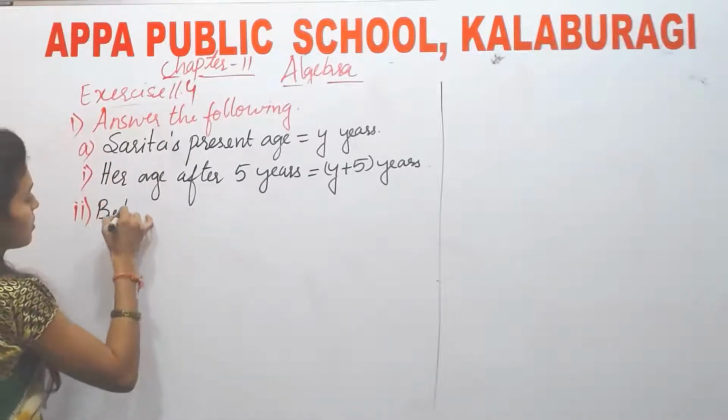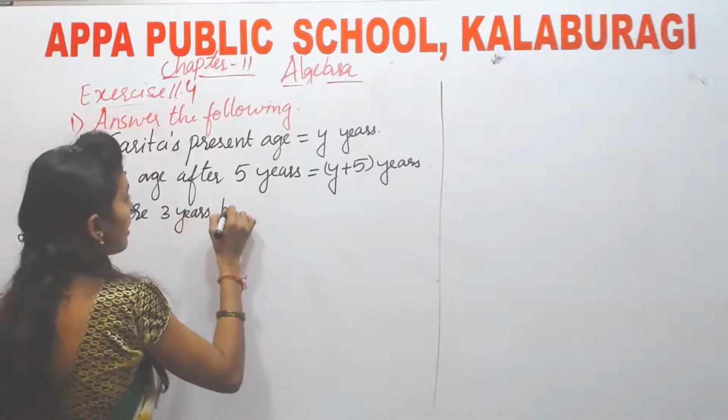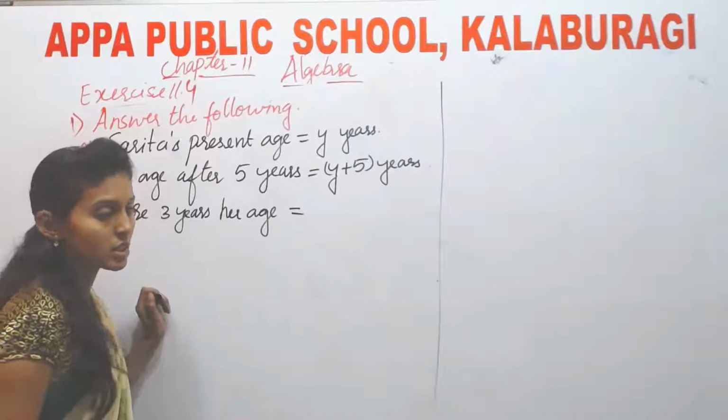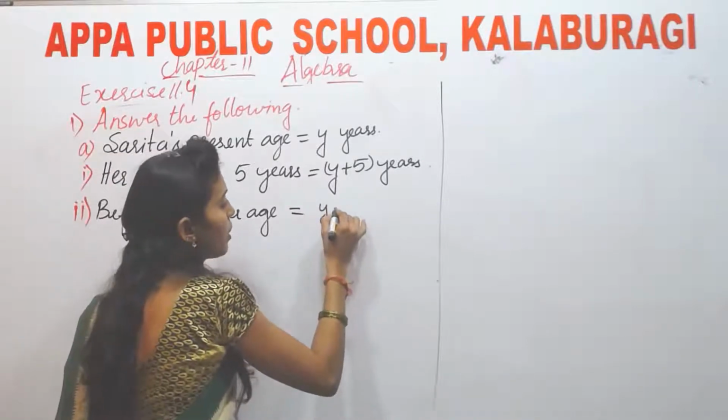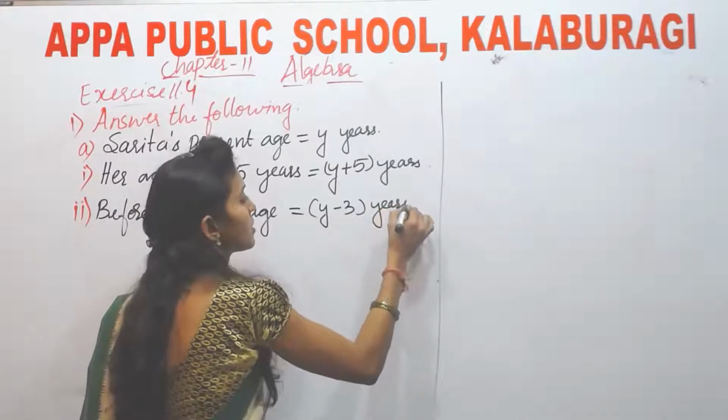Before 3 years, her age was Y minus 3 years.